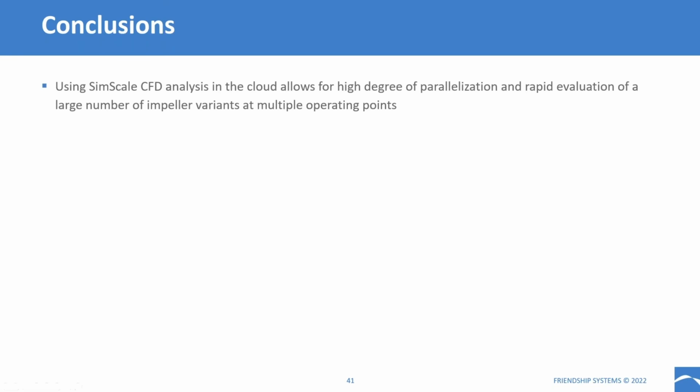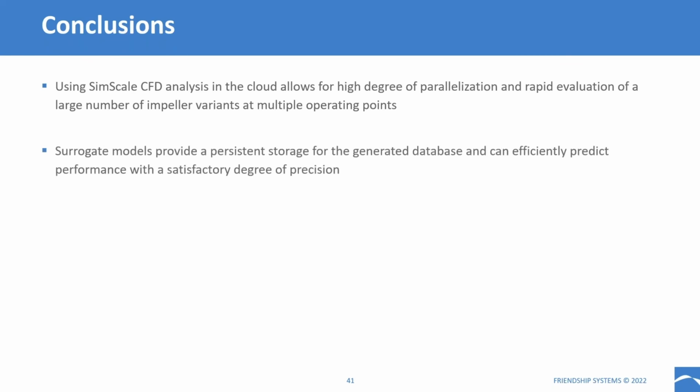And now let's come to some conclusions. So using the SimScale CFD analysis in the cloud was instrumental for this project because we can run a very high number of variants with multiple operating points in a very short time using the parallelization possibilities. Based on these results, we can create these surrogate models that, so to say, persistently store the generated database and can then be used to efficiently and very quickly predict the performance of a new impeller with a satisfactory degree of precision.